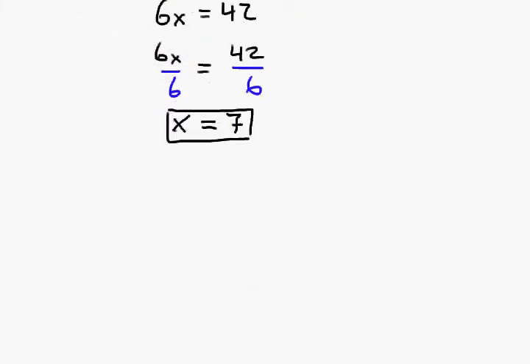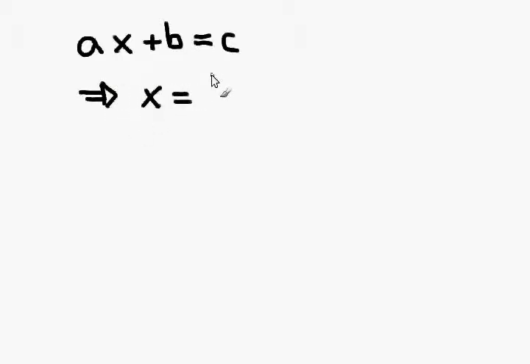Okay. In general, if we have an equation like the ones we've had, where it's something times x plus something else is equal to a third thing, ax plus b is equal to c, 6x plus a negative 8 equals 34, 5x plus 4 is equal to 19. The solution will be x is equal to (c minus b) divided by a.